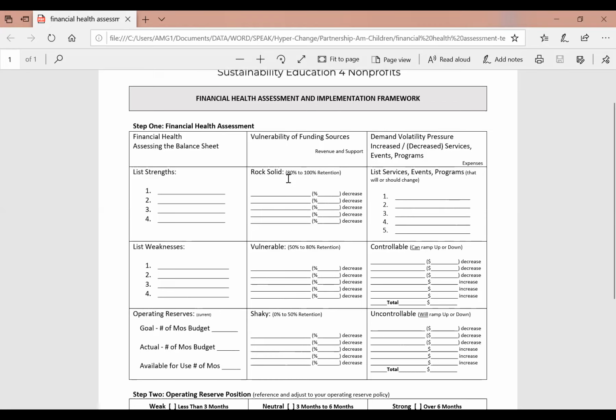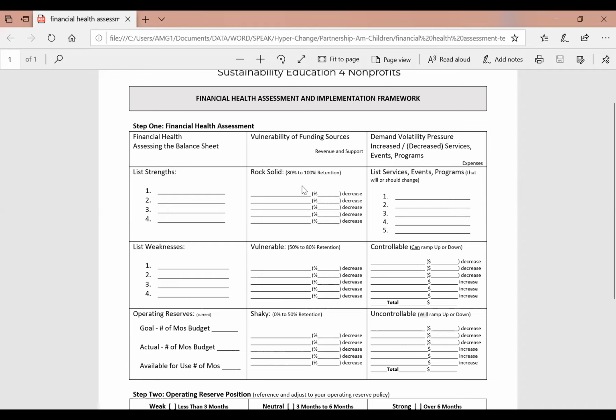This is my starting point. I like rock solid, vulnerable, shaky, and understand that you can break a funding source into three areas. For example, grants could be listed as certain grants here, another type of grants here, another type down here. Okay, and these are the percentages.